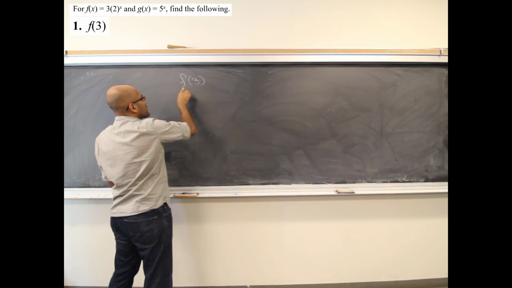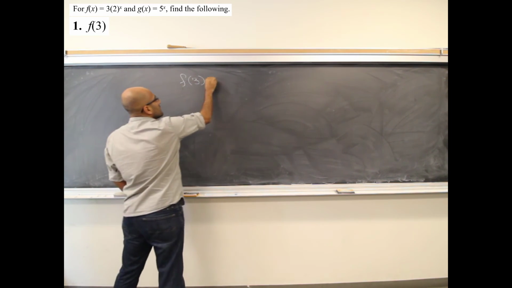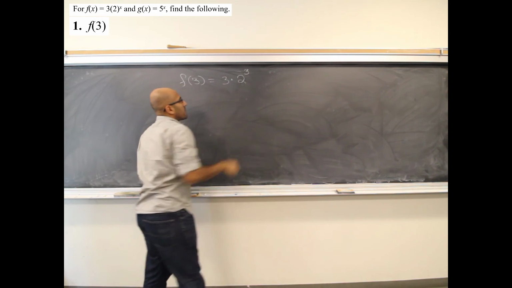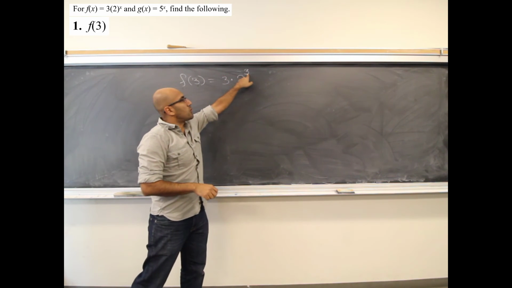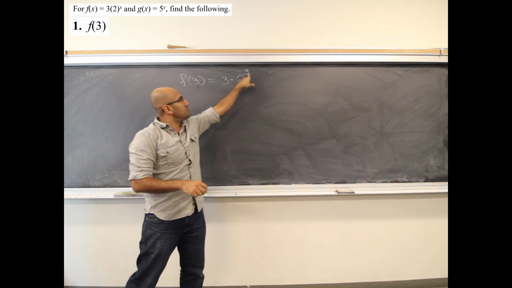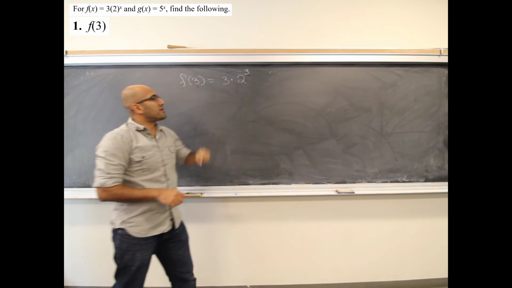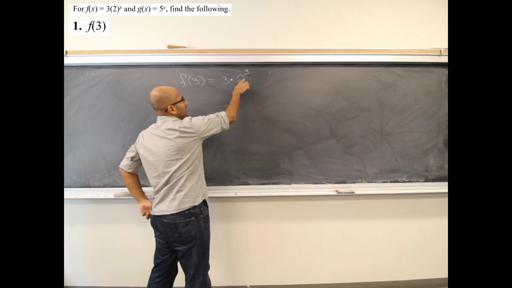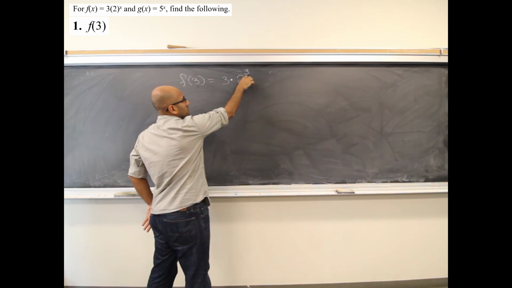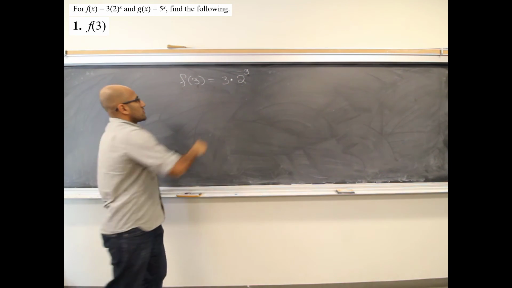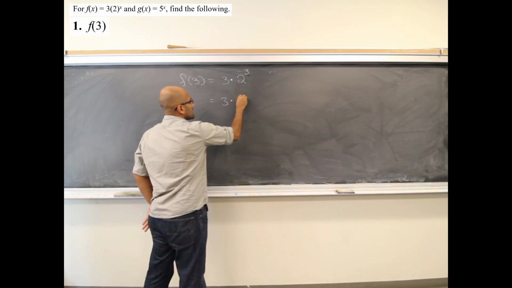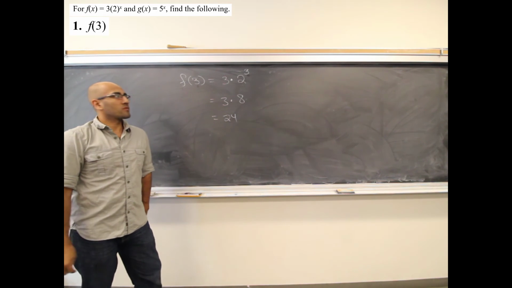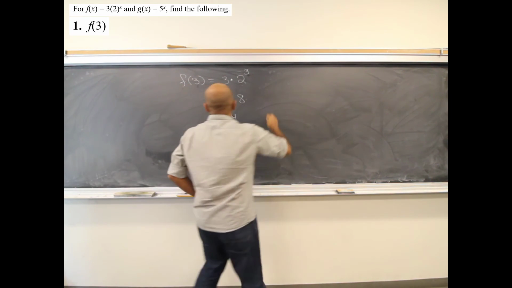But I know that f of 3 is talking about the f function, so I know that this is going to be 3 times 2 to the third power, where this 3 is going right in there, right? That's the input value, replacing the x. And now we just got to simplify that. So from earlier, we remember that this 3 only applies to the 2. So this must be 3 times 8, which is equal to 24. Good. What about the second one?